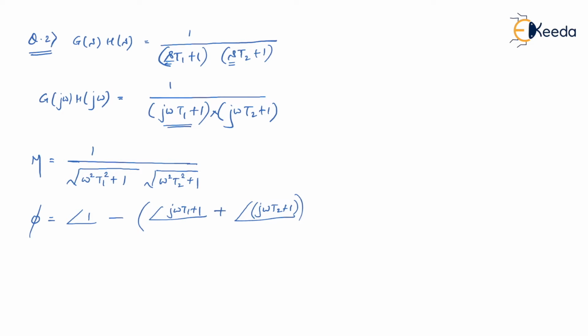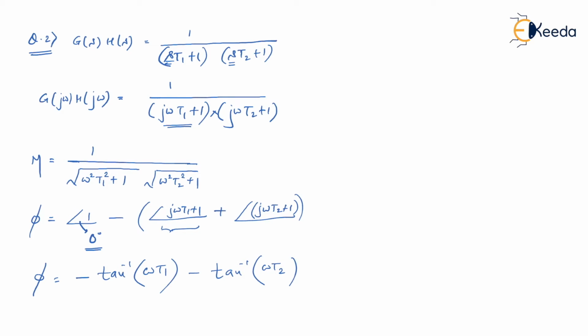Later on, whenever I come across such terms, I can directly write the angle, expecting that you are now understanding, that you are comfortable with the pattern. So the angle of 1, that is the angle of a real quantity, is always 0 degree. So the phase becomes minus of, so you can now write the angle for this as tan inverse of imaginary part upon real part. The imaginary part is omega t1, the real part is 1, need not specify. Then minus plus becomes minus, that is, I'm taking this negative sign inside the bracket, so it becomes minus tan inverse of omega t2.